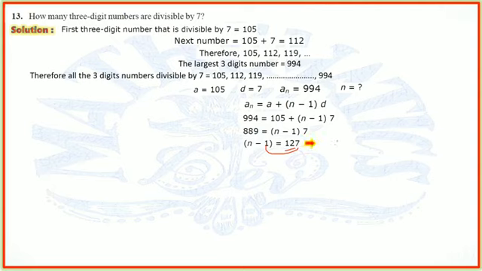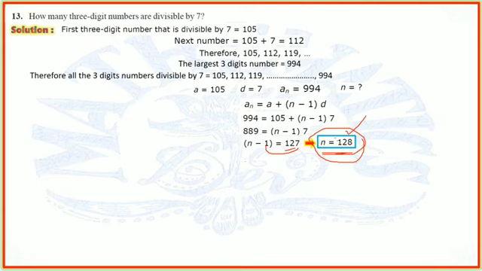Taking this 1 to the right hand side, n is equal to 128. So there will be 128 terms overall of 3 digits which are divisible by 7, from 105 to 994. If you have time, manually you can write them down on the page and calculate. There will be 128 terms.